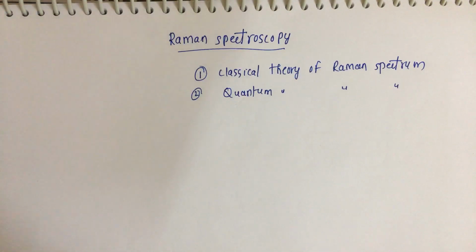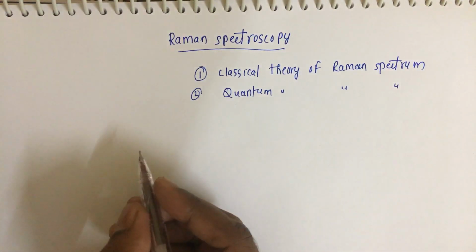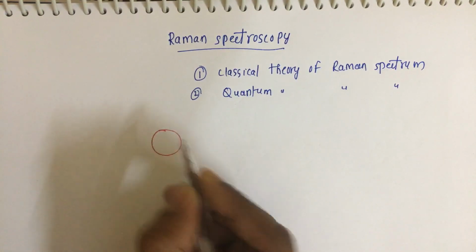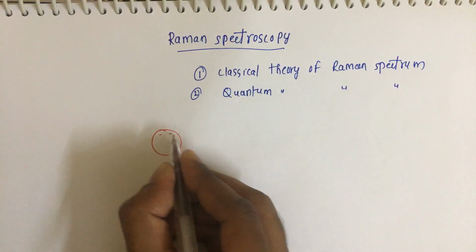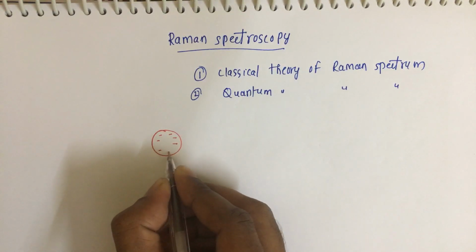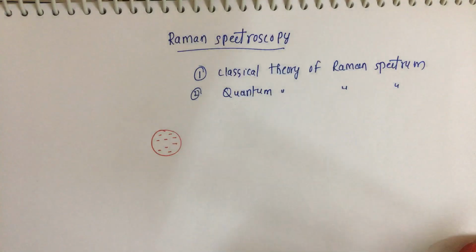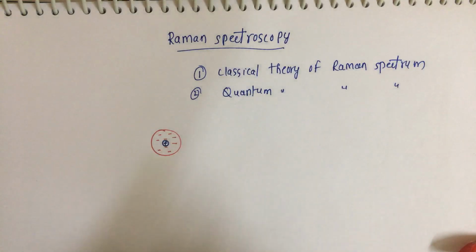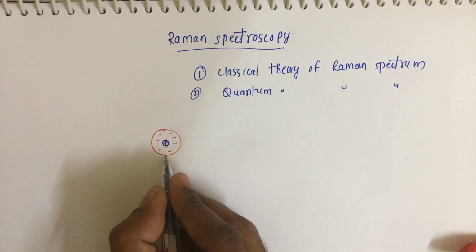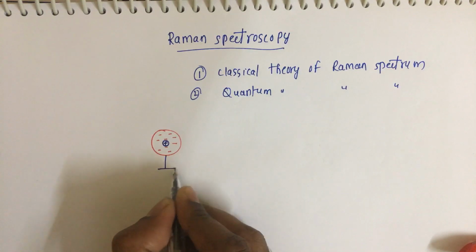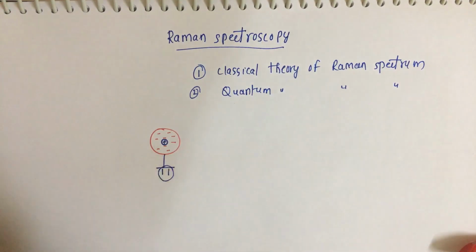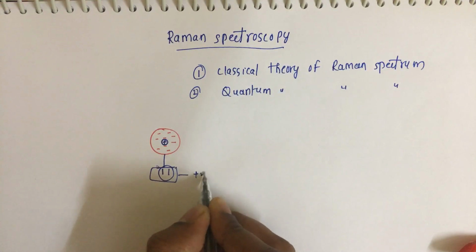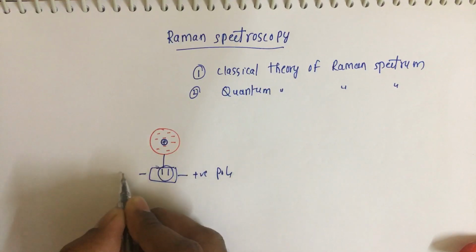So according to the classical theory of Raman spectroscopy, this theory says that when we have a substance, in that substance there will be electrons which have a negative charge, and the nucleus is present here which has a positive charge. Okay, so now when we connect this one to a static electric field. Okay, now imagine that this is the positive pole and this is the negative pole.